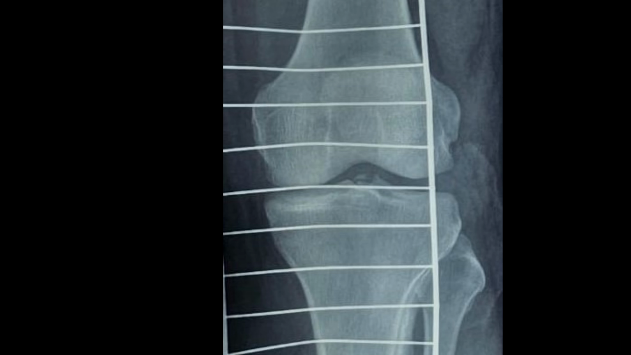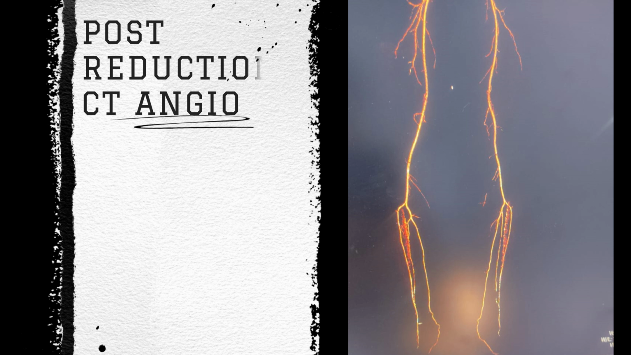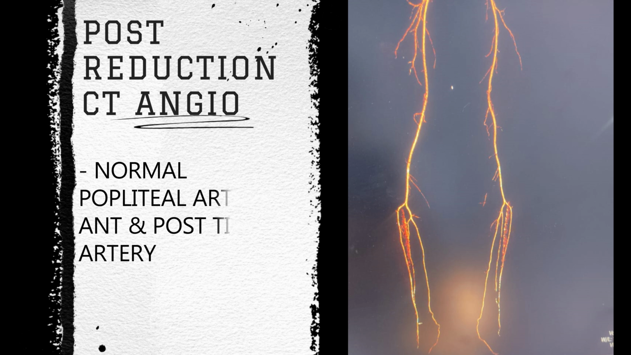Now, immediately once the X-ray confirms the reduction of the knee dislocation, the next thing that we do would be a CT angiography. So we did a CT angiography of the lower limb, and luckily this patient had a normal popliteal artery, a normal anterior and posterior tibial artery flow to his left lower limb.